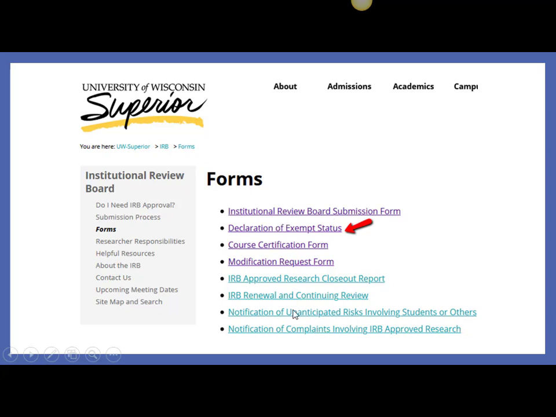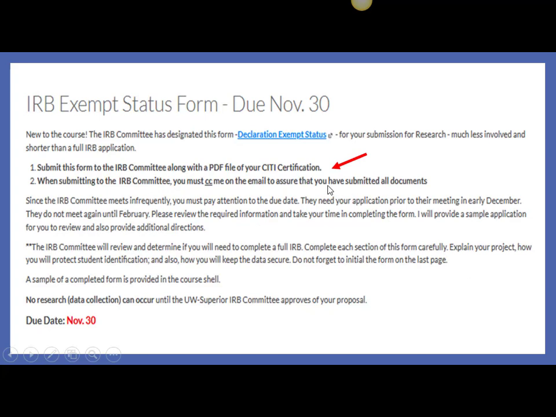Okay, so I do have that link right in your course text. It's here, and I think I listed it below here. You are in charge of getting it in by November 30th. If it doesn't get there by November 30th, you may not get approved by early December. So you're going to complete the form. It's a fillable PDF, so make sure you fill it out and that you save it. You also must send this to the IRB committee, and I believe I have their website in here twice.